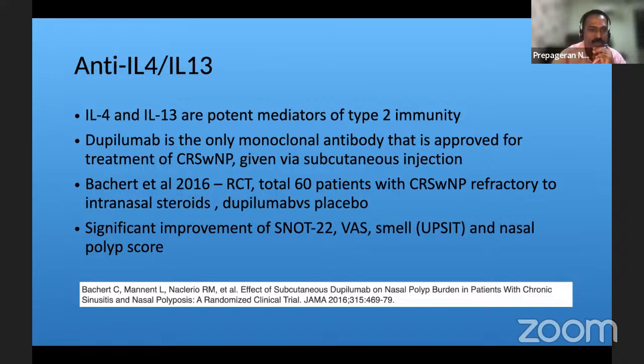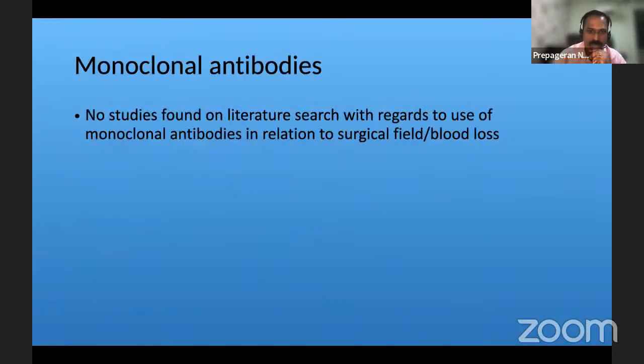Another study is on interleukin-4 or IL-4 and IL-13. They're both potent type 2 immunity drivers, and these are monoclonal antibodies which have been approved for CRS with nasal polyposis. However, it's by subcutaneous injection. And again, the RCT with 60 patients shows significant improvement with SNOT-22. Whether these are going to be the treatment of choice in the future, it's left to be seen. Monoclonal antibodies, so far, none of them have been used in studies to see surgical field or blood loss. Again, these are avenues for you guys to explore in the future.